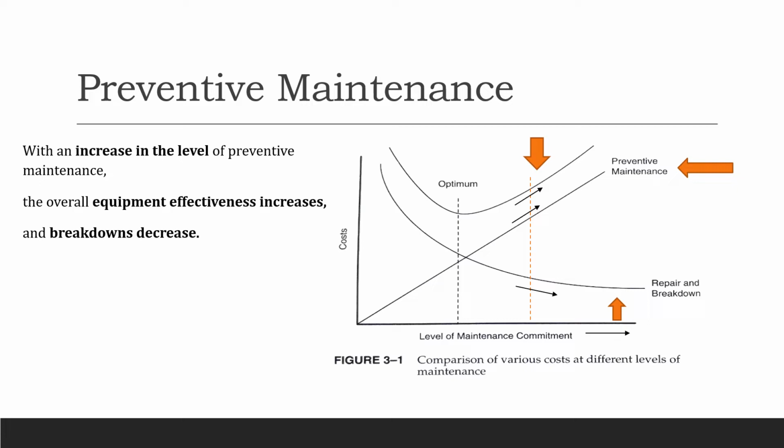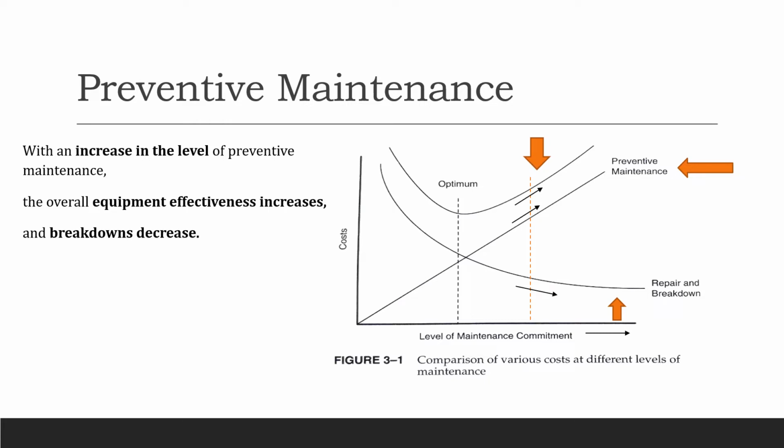As you do more preventive maintenance, the repair and breakdown is going to go down. So we're paying attention to this line. The more you do the preventive maintenance, the more the repair and breakdown is going to go down, and the system operation optimum is going to go up. And we're looking at this point of time.